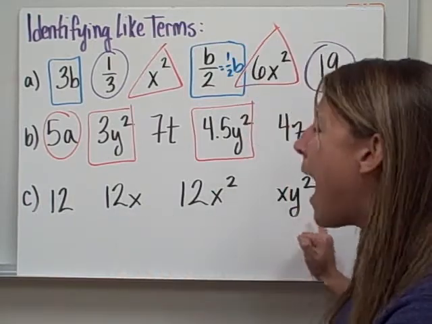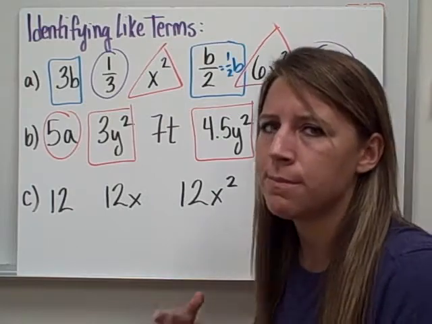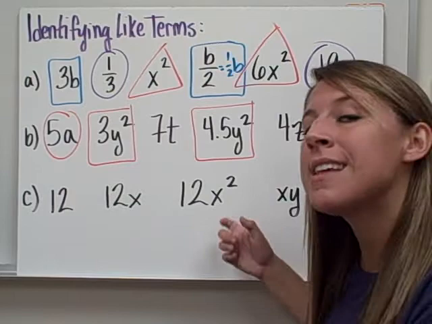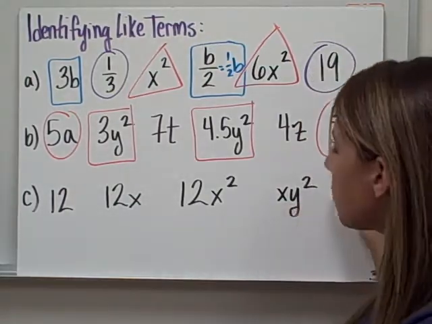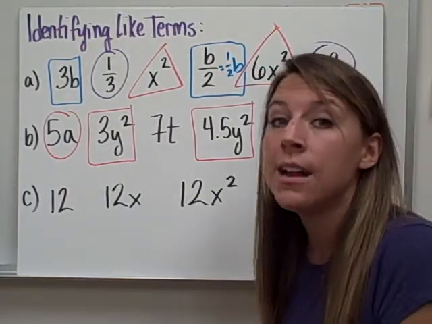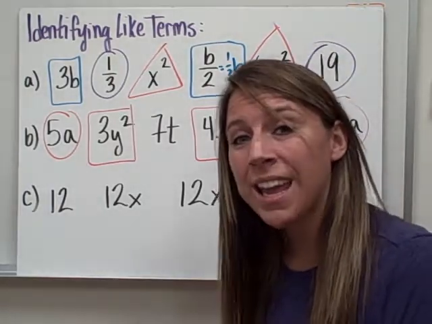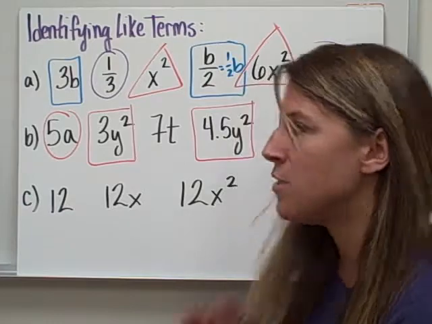And then I have xy squared, but they're not the same. They're not like terms either. 12x squared, is that the same as an xy squared term? Definitely not. So do I have any like terms here? I don't. Is that okay? Absolutely. Just be confident in yourself.